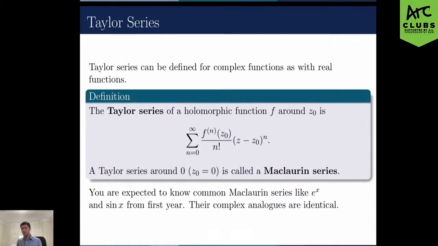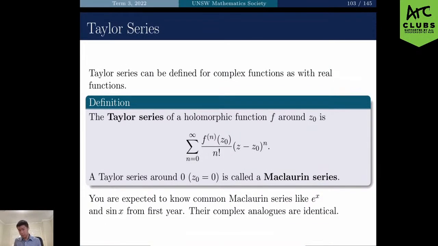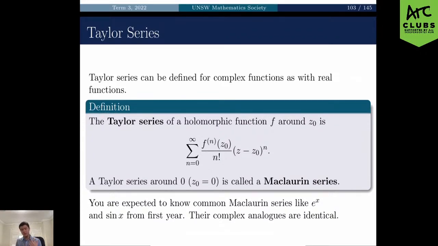Okay, so we'll move on to Taylor series. A Taylor series is defined for a holomorphic function. The interesting thing about complex functions is that every single holomorphic function can be defined as a Taylor series, right? It's not like real analysis where you have certain conditions on that. If you have a holomorphic function on a ball, you can define a Taylor series on it. And a Taylor series around 0 is also called a Maclaurin series.